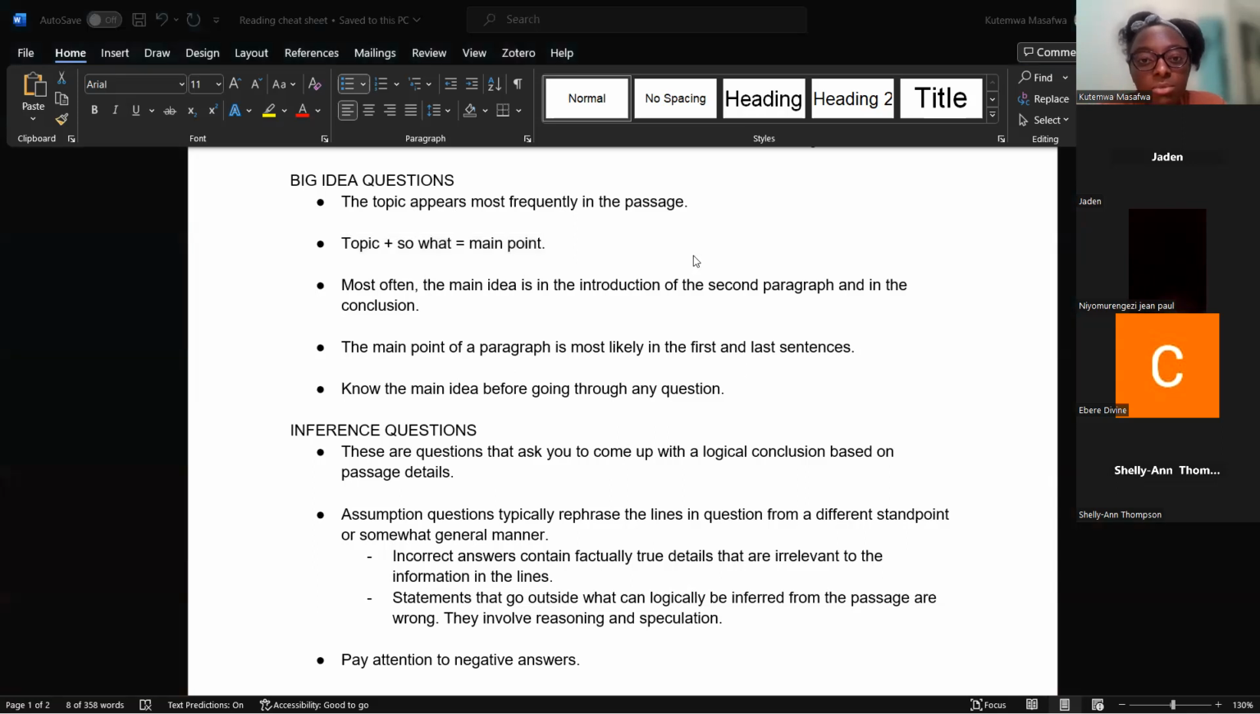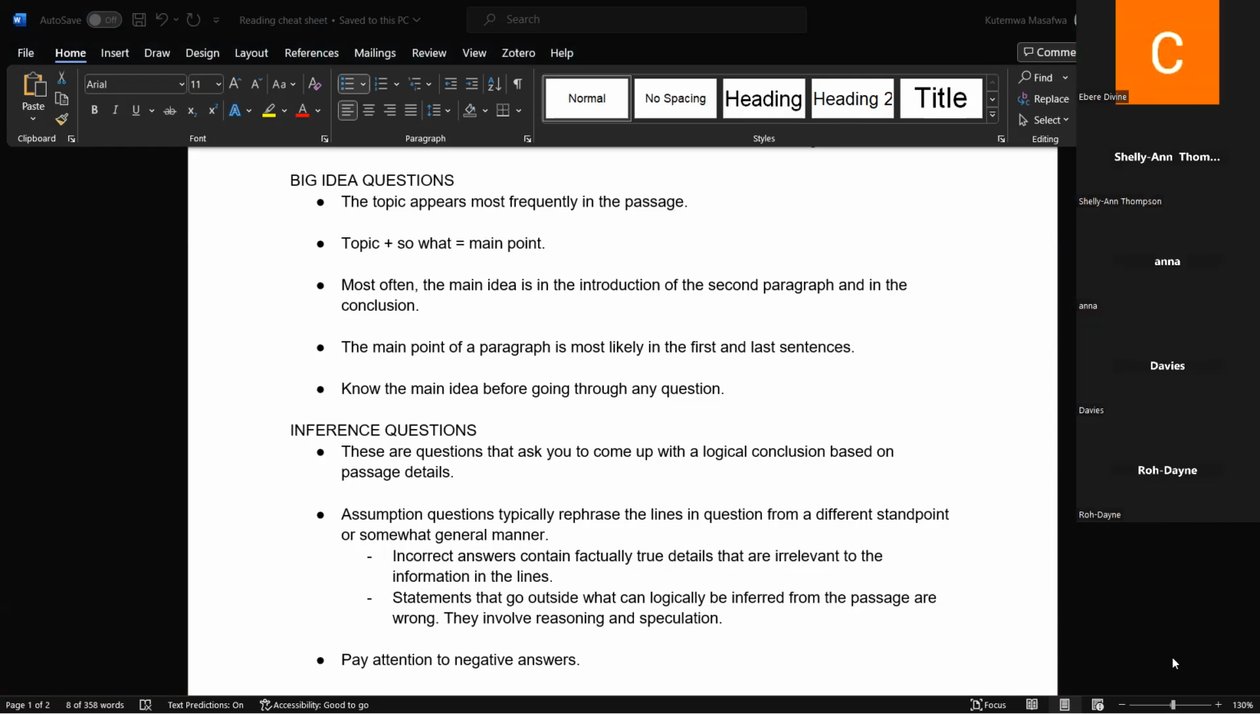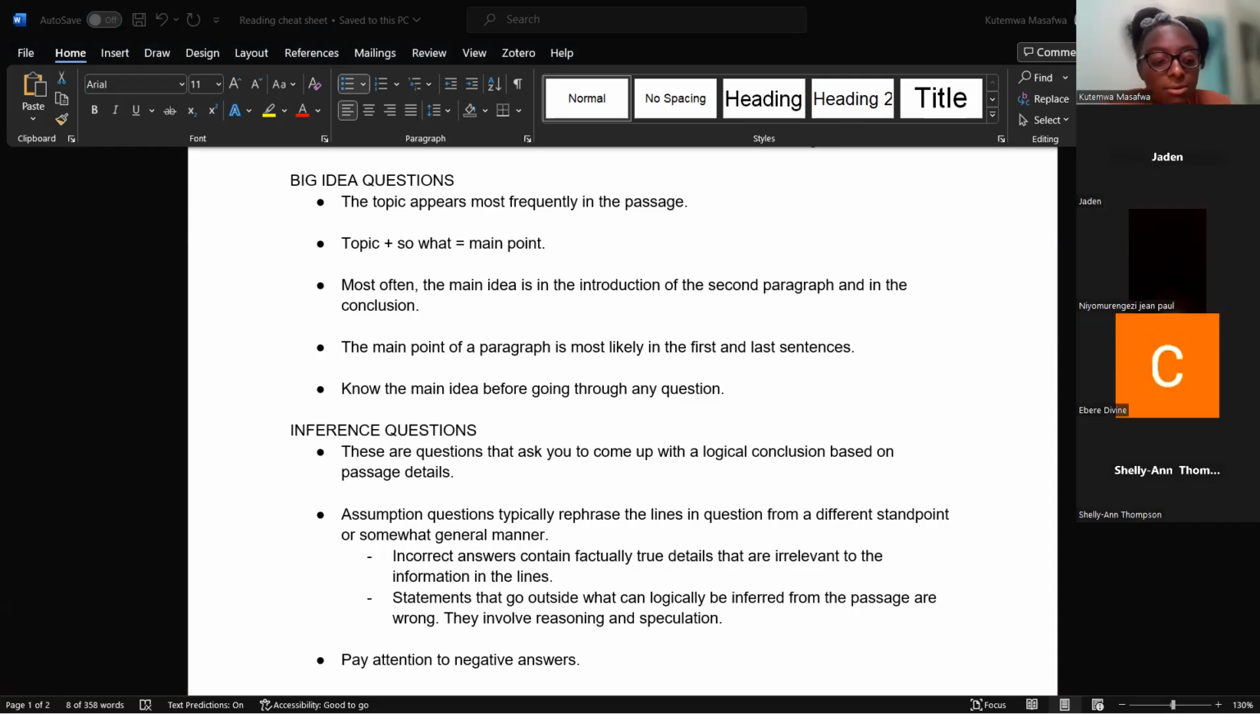So that's what you have to keep in mind, that when you're looking at the main idea, it has to be the whole passage combined. It's basically a summary sentence of the passage. And it would be hard to get a summary sentence from a whole passage, of course. But if you think of it in terms of the topic plus a so what, that really guides your mind.